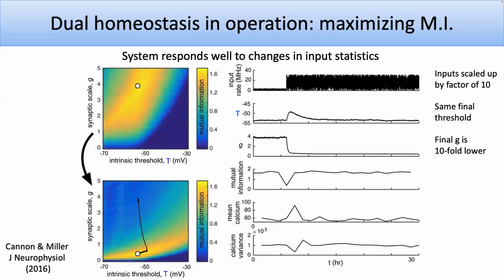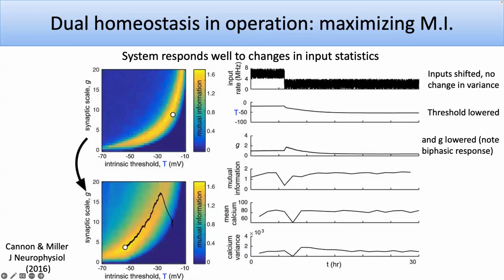And this system responds, and these are the sorts of experiments they might do. If you make the inputs way, way bigger, here I think we just scaled up by 10, then this whole diagram is basically going to shift down by the Y scale by 10, and the system will just follow it. So you're getting similar responses. And if we keep the variance the same, but shift the mean, then it'll again drift in the right direction.